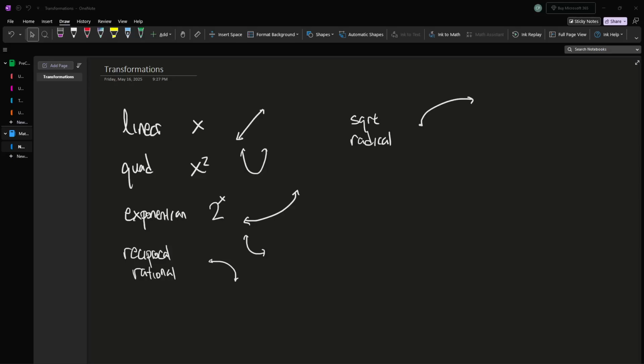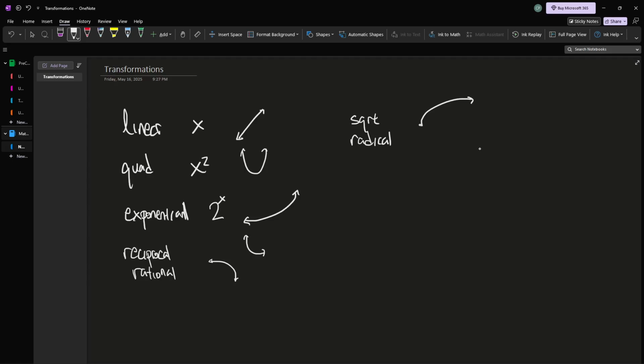All right, welcome. This is going to be a quick lesson covering what we did for transformations. So transformations are a way of changing a known graph to make it a different graph, a different function. Because we have these 5 parent functions we've been using: linear, quadratic, exponential, rational or reciprocal, and square root or radical. We have these 5 parent functions, and these are very useful.